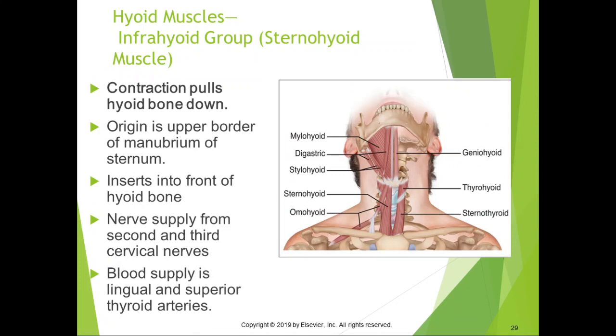We have the sternohyoid muscle as well. The contraction of this muscle again is going to pull the hyoid bone down. It begins in the upper border of the manubrium, around the sternum, and it's going to insert again into that hyoid bone. So we see it right here, from this area in the sternum right up into the hyoid bone there.